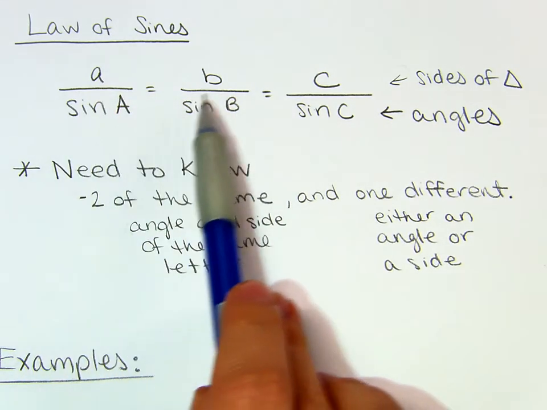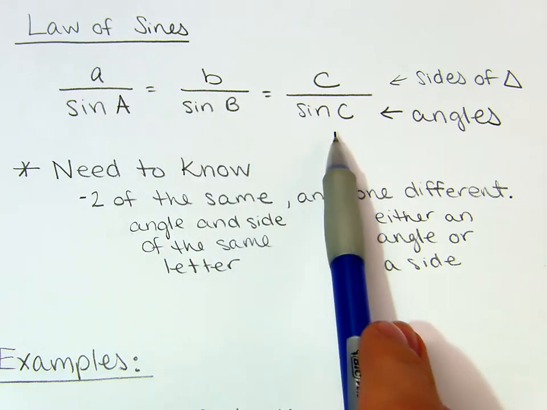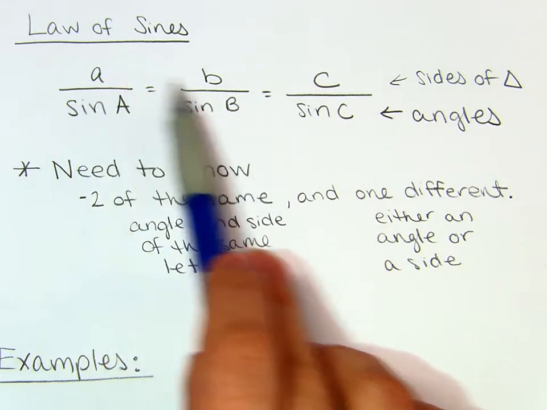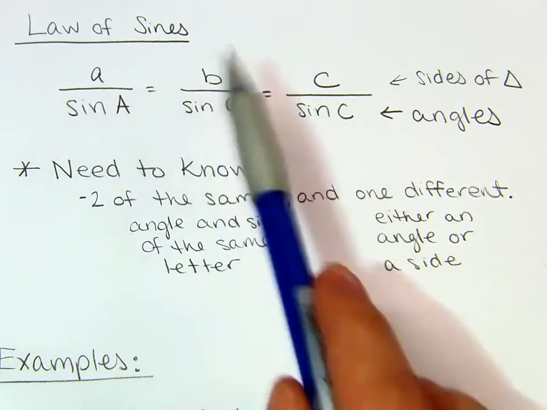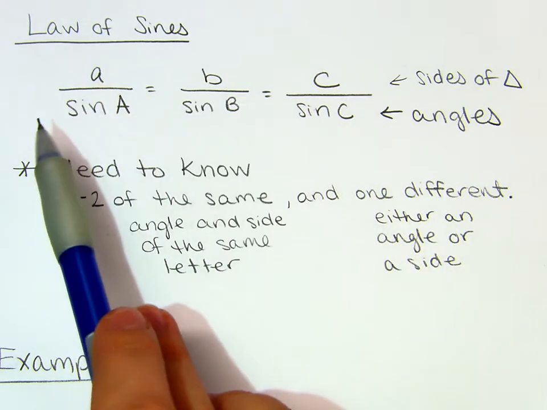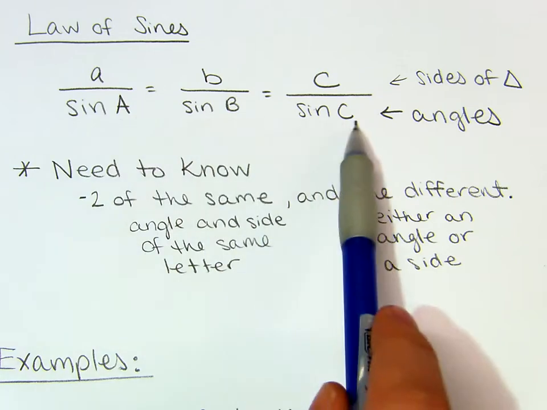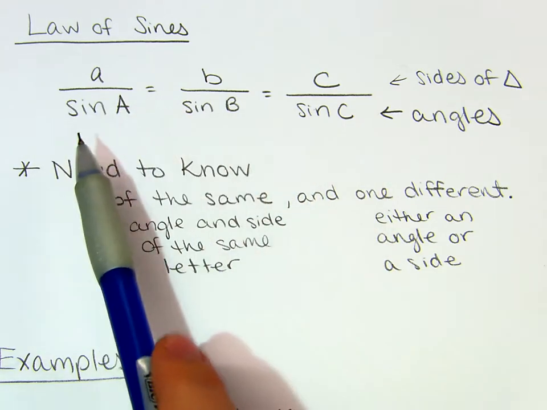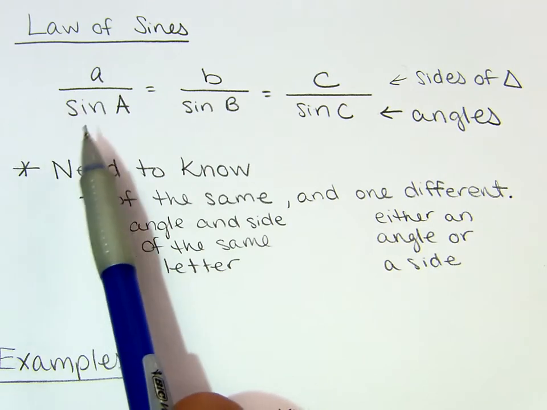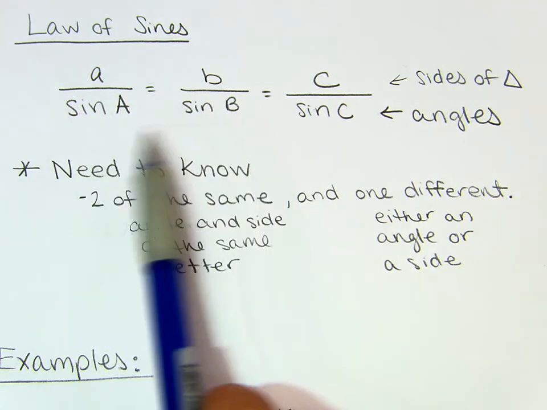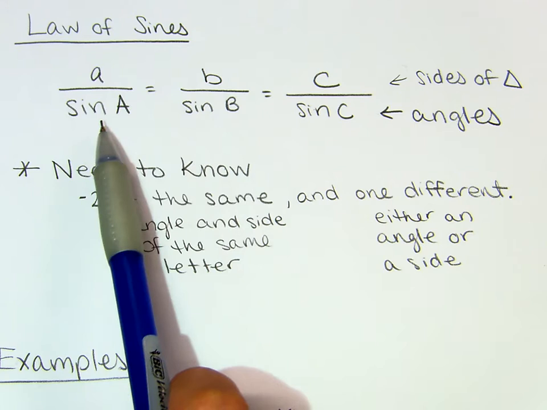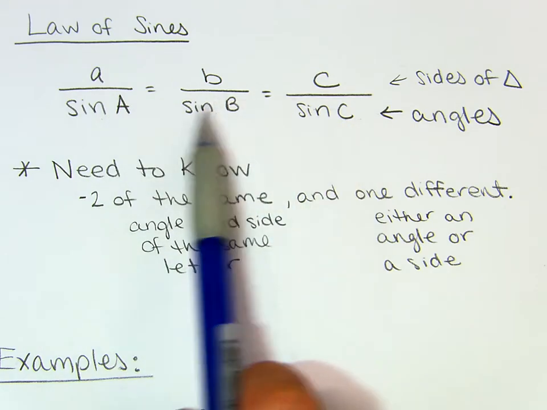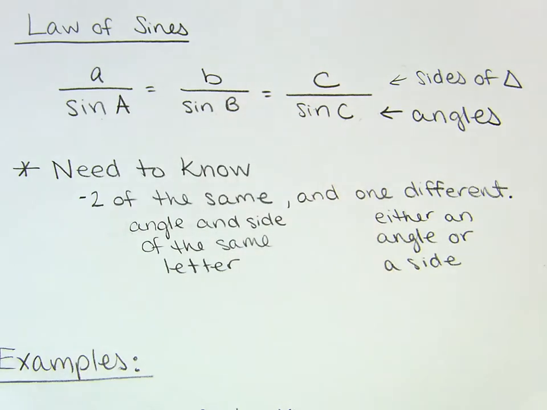A over sine A equals B over sine B equals C over sine C. The little letters, if you remember, are the letters that represent the sides, and the larger letters are the ones that represent the angles. You're never going to use all three parts. It's going to be a proportion, so you're either going to use the A's and the B's, the A's and the C's, or the B's and the C's. You'll never use all three parts together.